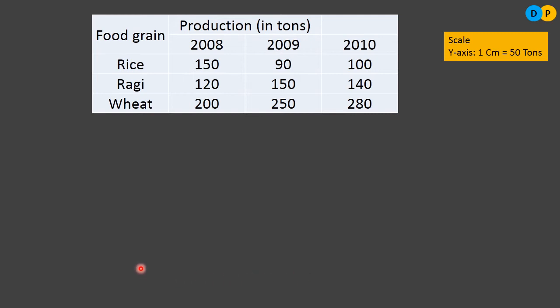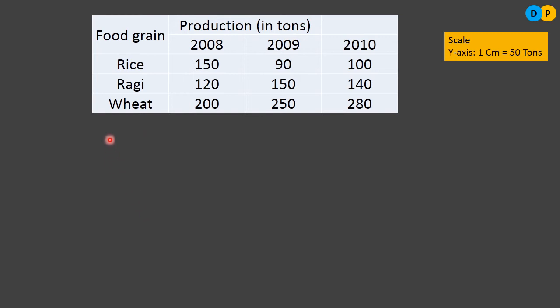So what should be the length of each rectangular bar, that is, the height of each rectangular bar? The height of each rectangular bar will correspond to the magnitude of the item or the data. That's why we need to consider the scale. So what will happen with the y-axis? What does it indicate? Let us say that here production is given in terms of tons: 150 tons, 120 tons, 200 tons. So we need to go with a y-axis.